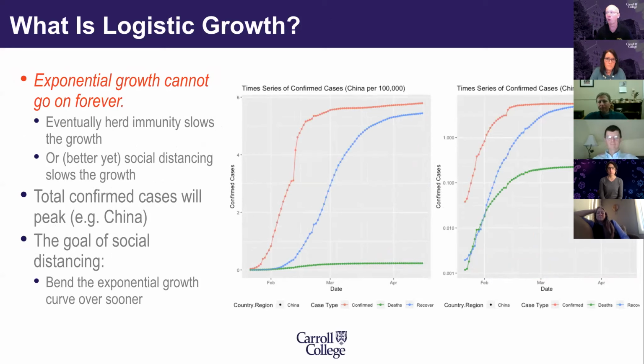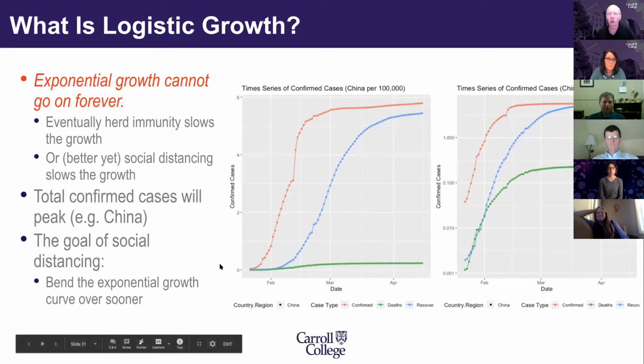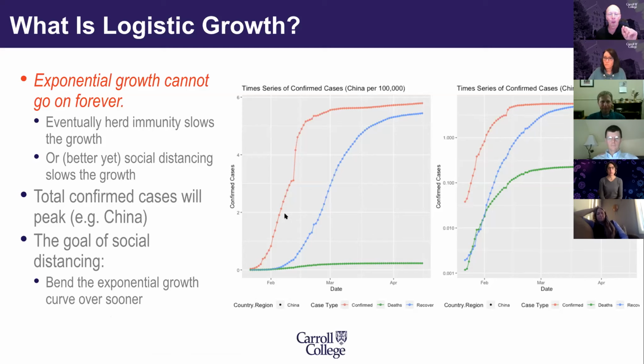Exponential growth can't go forever. We simply can't have it go forever. What happens is that you reach some sort of carrying capacity in the population. So I've got the plot here for China. China has already seen their main peak. Now that's not to say they won't have another, but you can see that over time their cases per capita actually rolled over and have reached some sort of carrying capacity.